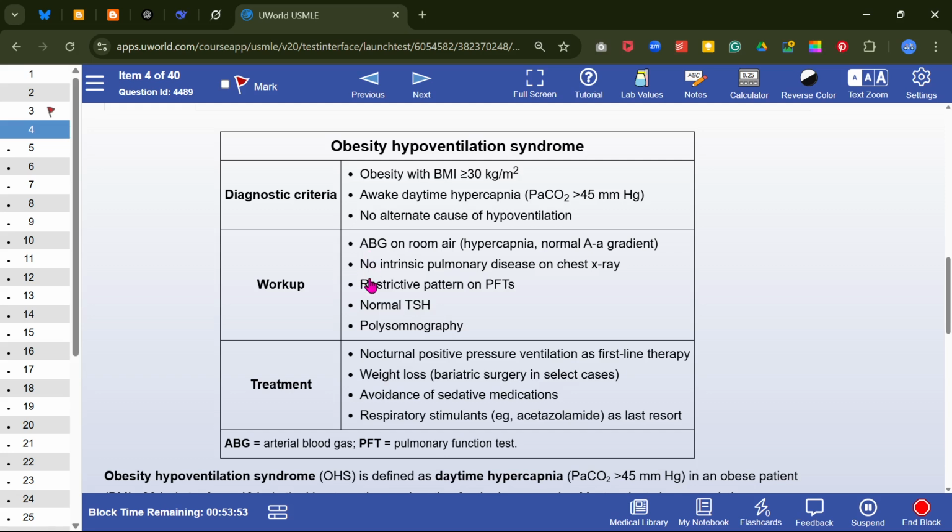Age divided by 4 plus 4. Right, like right in the Gemini, how to calculate the AA gradient.